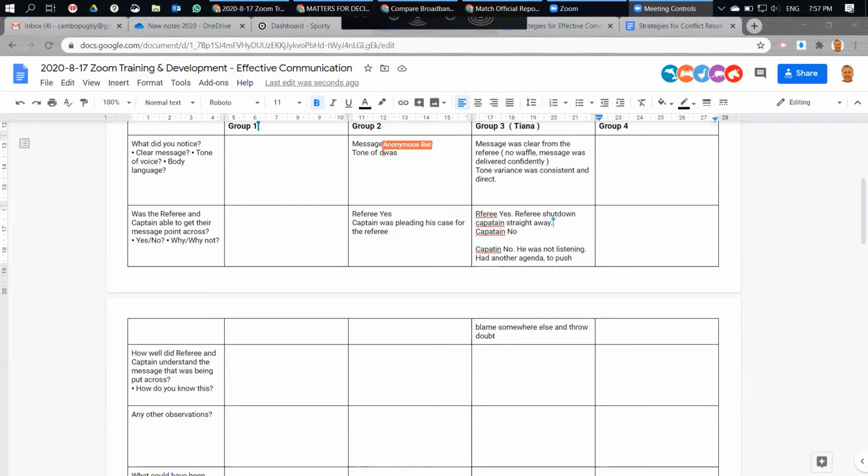Did someone from one of the other 3 groups want to share a few thoughts about their discussions? Go on, Sam. Perhaps a bit about understanding. Did the referee or captain actually understand the message, and what kind of signs did we have of whether that was understood or not?